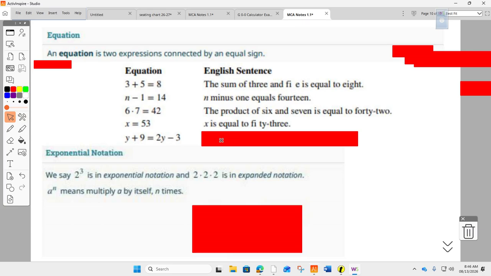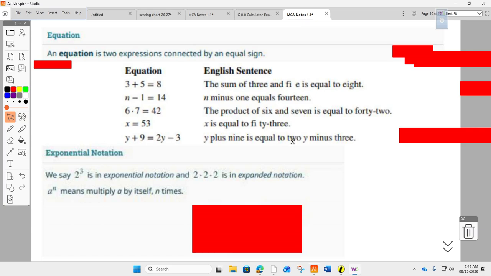What is an operation? You don't always have to say that, but sometimes you will have to say that. Okay, so y plus 9 is equal to 2y. Look at this, 2y minus 3. That's the list right there. We're going to make sure we put 2 times y minus 3. Craziness.